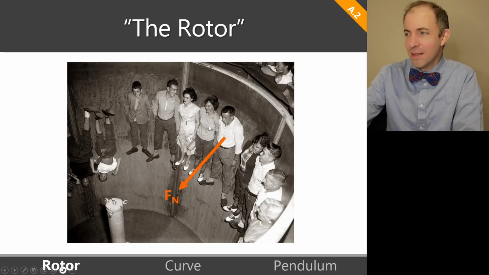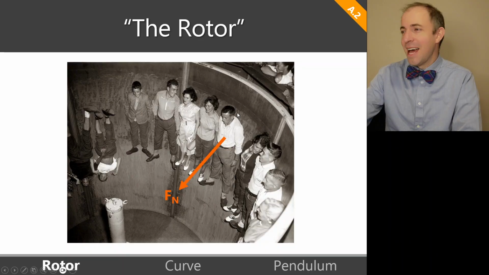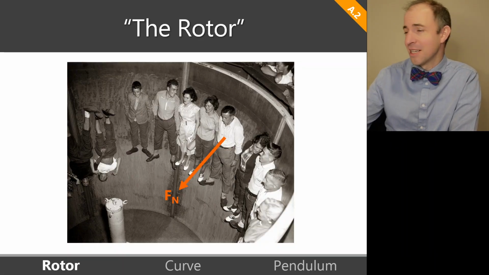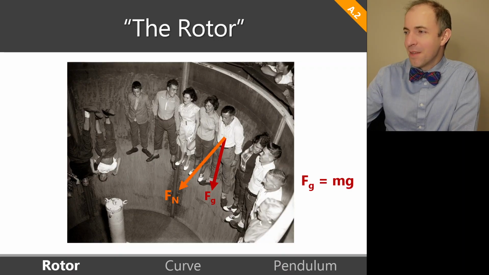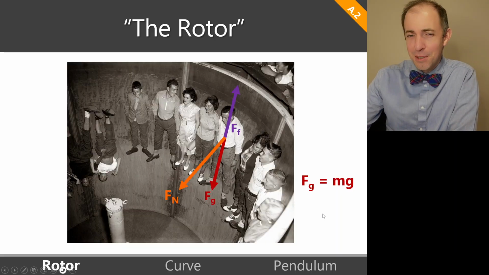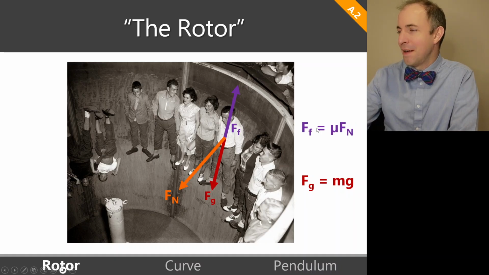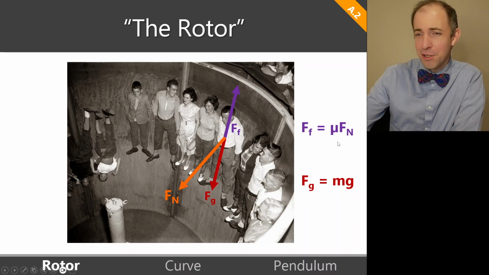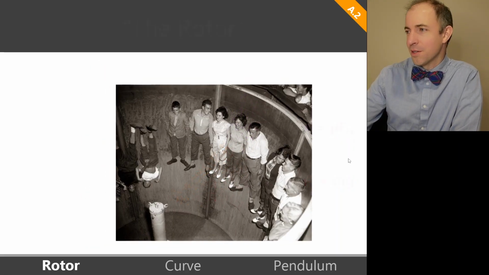There is a force of gravity, but more importantly, there is a normal force that is the surface of the wall pushing perpendicular to the wall, pushing towards the center. Now the force of gravity is pointing down. Fg is mass times gravity. And then there must be a force pointing up to support that force of gravity. Turns out that is the friction between you and the wall, Ff. And as a reminder, we haven't seen this in a while, Ff is equal to mu, the coefficient of friction, times the normal force.